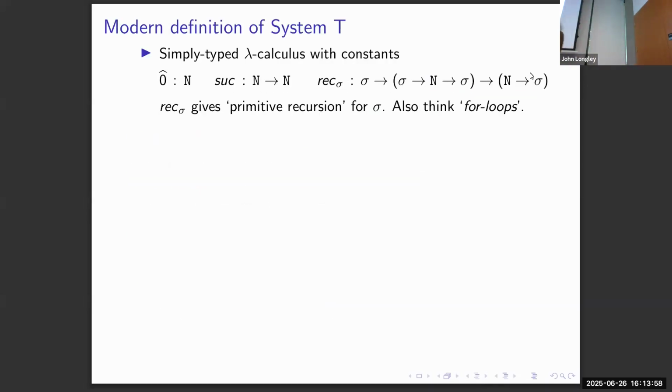So what is System T? It's a simply typed lambda calculus with the types I've told you about, and just these constants. So we've got 0 and successor for the natural numbers. And for each type sigma, we've got this recursor.